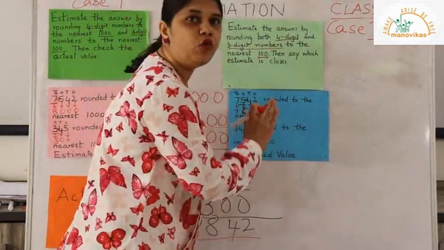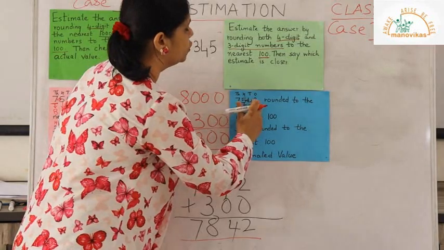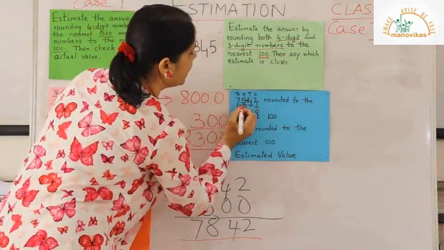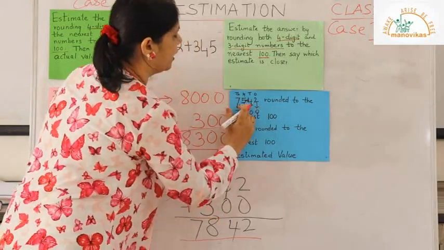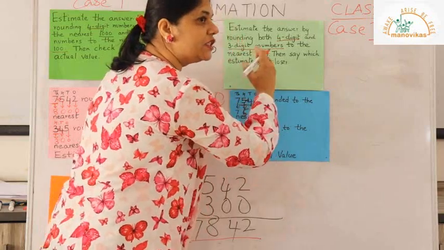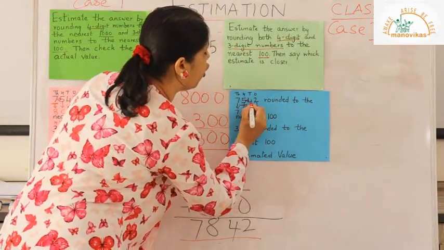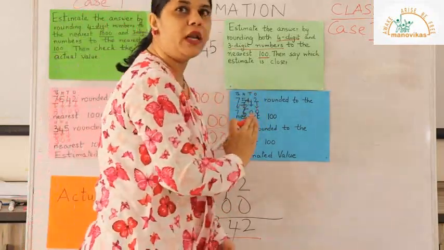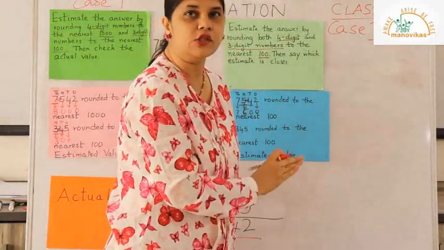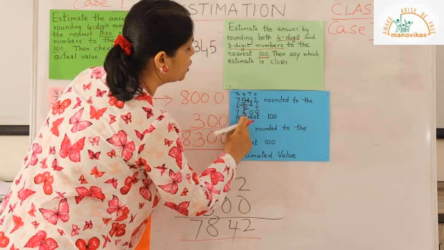Now we have to round up this 4-digit number, 7542, to the nearest 100. So I will underline the digit in the hundreds place and check the digit next to it in the tens place, which is 4, right? Now 4 belongs to group 1, or it is less than 5. So what will happen? The digit in the hundreds place will not change.